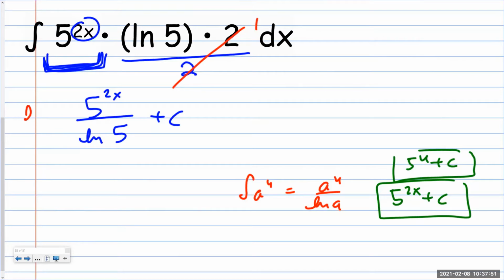And so do you see this answer is ln of 5 times this over ln of 5, because that's what you have left. Everything you have left, you put here, multiply it all together, and basically you end up with the same thing, 5 to the 2x plus c.